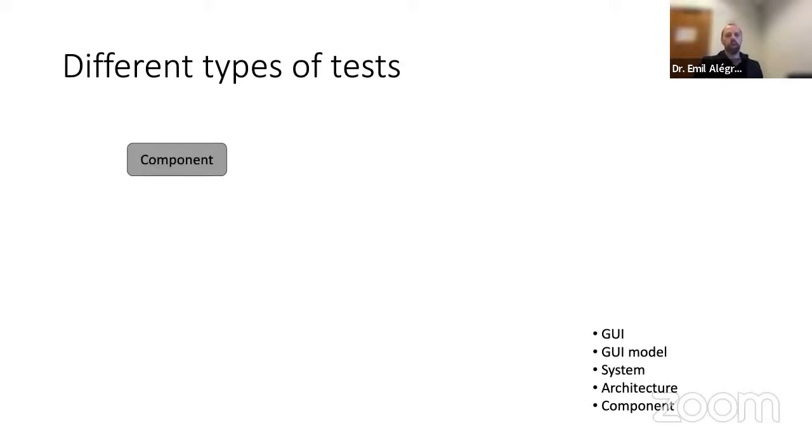So the first one, on the lowest level of abstraction, is that we do some type of component test. And the component in this case can be anything from an algorithm to a function to a small unit of code. And here we talk about unit tests.